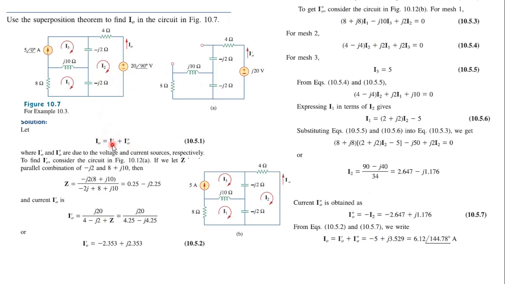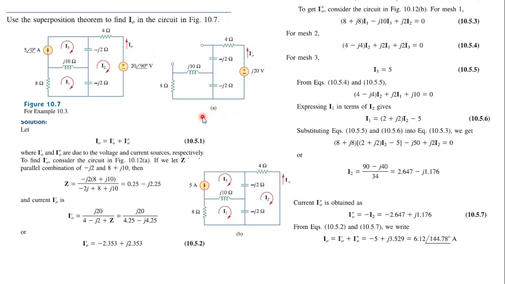So I naught dash is the current due to the voltage source alone. So we will be considering this voltage source and open circuit this current source. The circuit will become like this. Convert this voltage source value, which is in polar form, into rectangular form, and this is the circuit considering only the voltage source. So to find out this current I naught dash, we have to find out what is the total impedance first, right? So how can we find the total impedance?